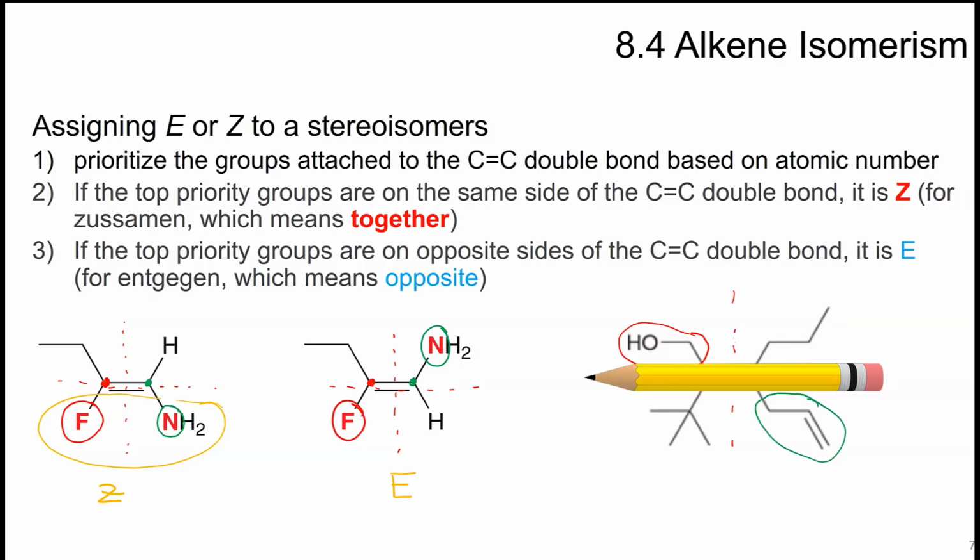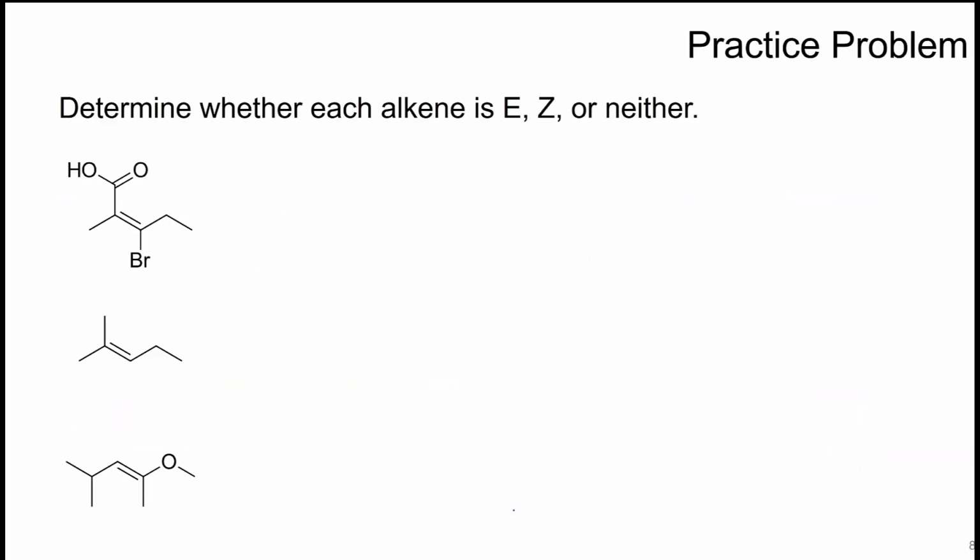So you lay your pencil up on the double bond, and one group is coming off the top, one is on the bottom. This one is E. There's 2 double bonds here. So if I look at this double bond, I'm going to compare these groups here. And those 2 are the same. So this one is neither E or Z. There's no isomers possible on that one because it is a terminal alkene and it has the same 2 groups here. Okay, so take a minute to practice these problems and see what you get.